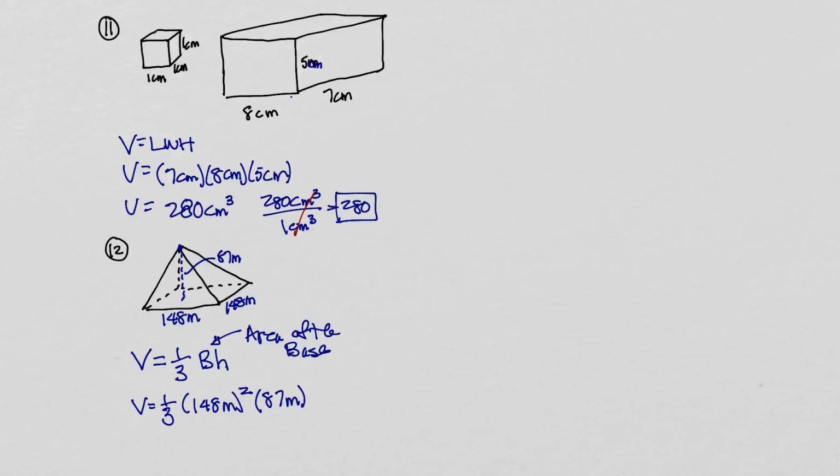And the height here is 87 meters. So I'm going to put this into my calculator just like I see it. 1/3 times 148 squared times 87, and that comes out to be 635,216 cubic meters. I'll put a comma in here to make it a little easier to read.